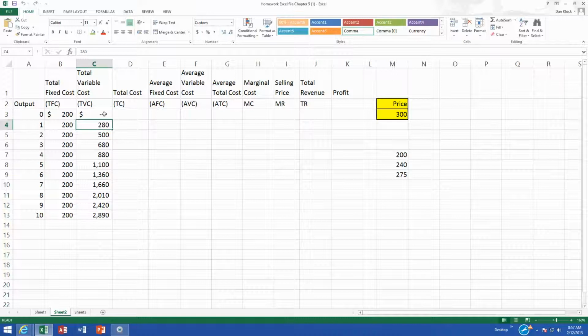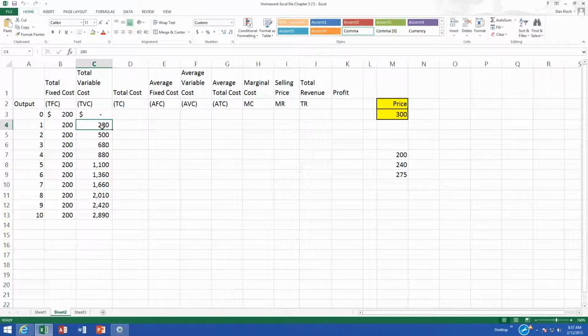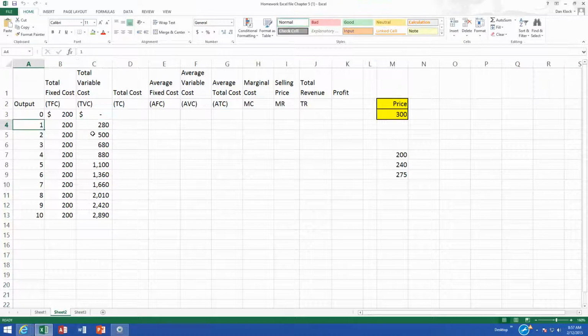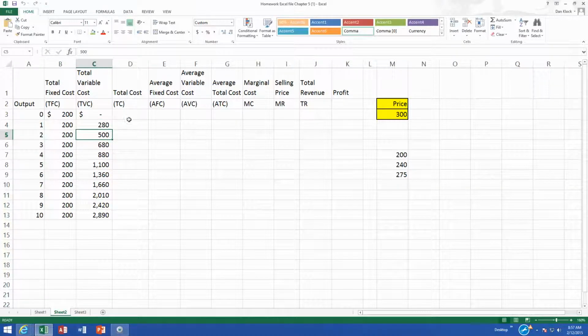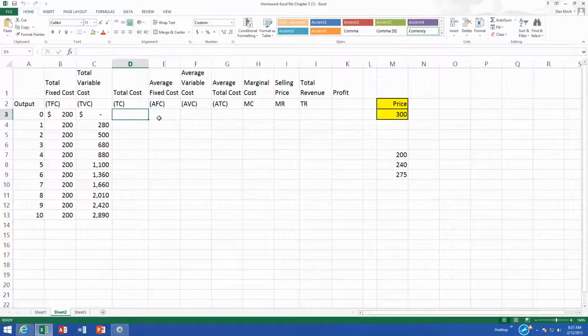So I have to buy, let's say, wool. I have to buy my materials. So instead of probably 1, it's probably really 100, but it still works for us in this example. So 280 is our total variable cost if we produce 1, 500 if we produce 2. So what we're going to do is create all of these formulas here to figure out our profit. And right now our price here, I'm going to use this value over in yellow. This is our 300 we're selling. So total cost here, I'm going to start in this cell here.